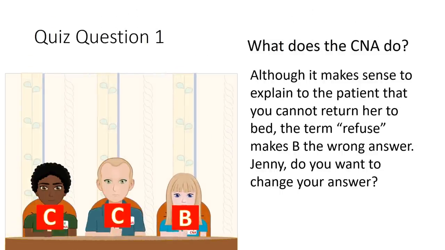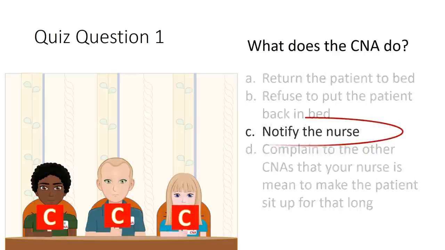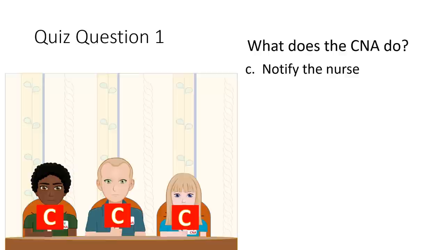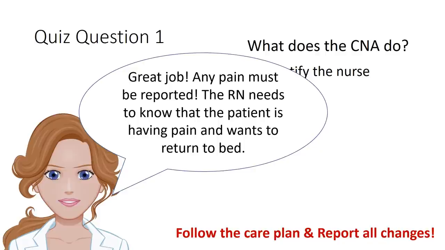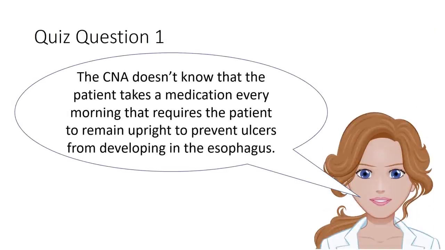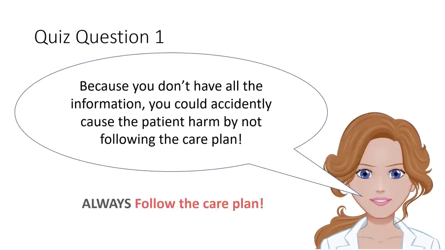Although it makes sense to explain to the patient why you cannot return her to bed, the term refuse makes B the wrong answer. Jenny, do you want to change your answer? Correct. C is the correct answer. Great job. Any pain must be reported. The RN needs to know that the patient is having pain and wants to return to bed. The CNA does not know that the patient takes a medication every morning that requires the patient to remain upright to prevent ulcers from developing in the esophagus. Because you don't have all the information, you could accidentally cause the patient harm by not following the care plan. Always follow the care plan.